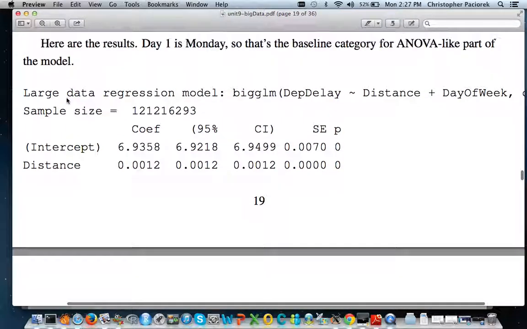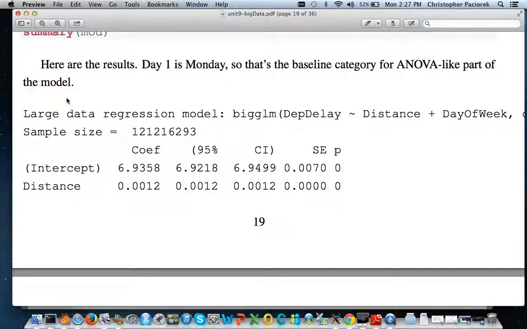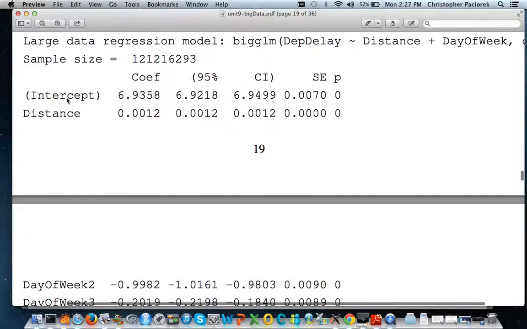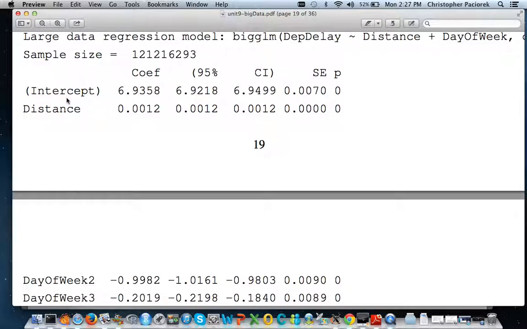So this is really just an illustration that you can do these things and actually can fit some of these models with fairly large data sets, still just working within R. Any questions or comments?